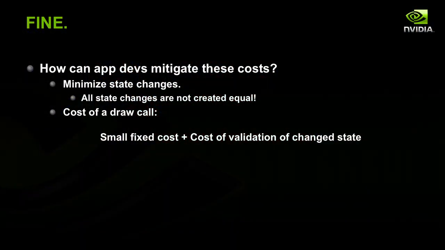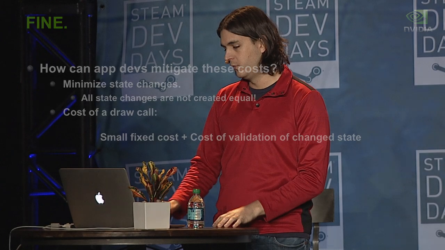This is the same advice that everyone has offered for as long as I've been in or around the game industry. Minimize state changes. But I wanted to sort of clarify this a little bit. If you look at the cost of a draw call in GL, there is basically a small fixed cost no matter what the draw call is, and then there's the cost of validating all of the changed states. So basically, when you change different things, the cost of that draw call is actually reflected differently. I feel like GL is much more sensitive to this than D3D is for some reasons that I probably don't have time to talk about right now.